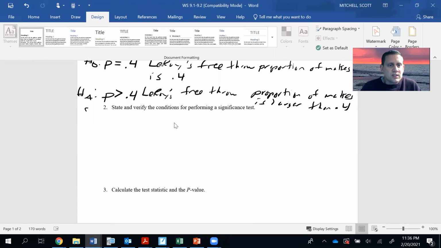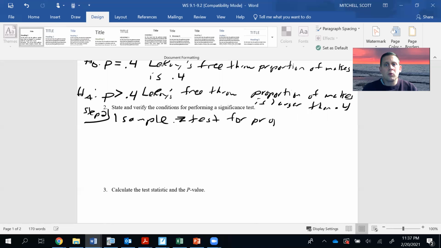So now we got to go to step two, which is the same thing that we did with confidence intervals. So what kind of test are we running? So we're performing a significance test. Well, we're dealing with proportions. We're doing a one sample, right? There's only one sample here. Leroy has one sample this season that we're looking at, 25 out of 40. So one sample Z test. All right, we're doing a hypothesis test. It's not an interval. One sample Z test for proportions. Okay, so we always got to state what tests we're going to run.